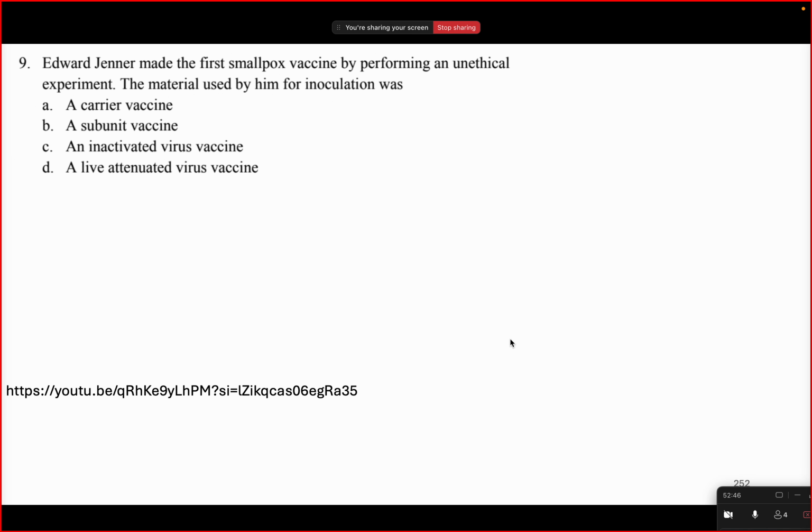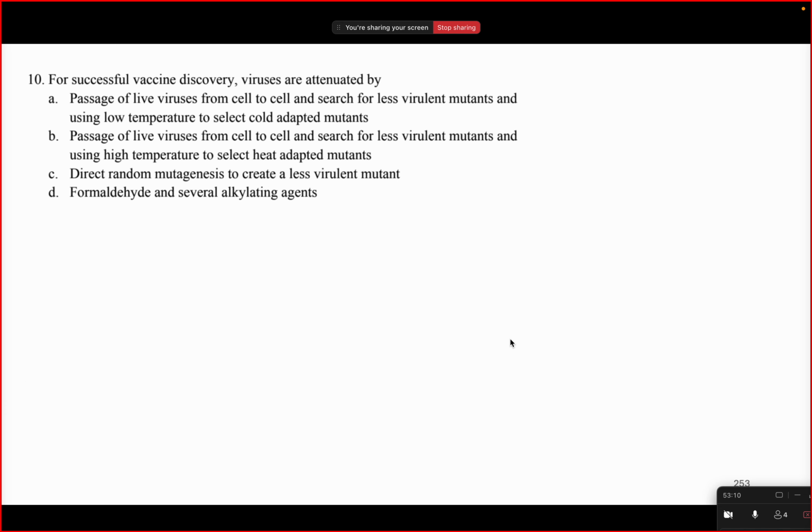Edward Jenner made the first smallpox vaccine by performing an unethical experiment. The material used by him for inoculation was a carrier vaccine, a subunit vaccine, an inactivated virus vaccine, a live attenuated virus vaccine. It was a live attenuated virus vaccine.